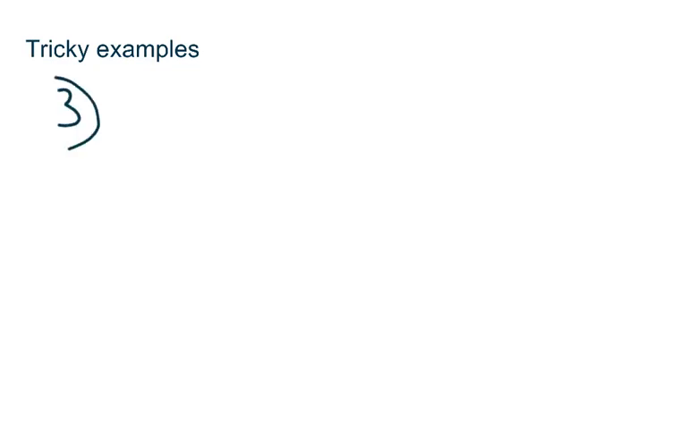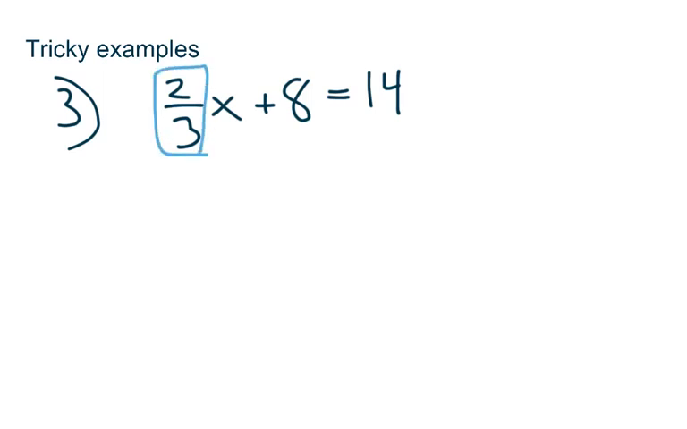So for this one, I'm going to throw in a fraction. 2/3 x plus 8 is equal to 14. Okay, now what's tricky is that this is a fraction. Doesn't change anything, it simply changes what it looks like. My goal is still going to be the same. Get x all by itself and work outside in.